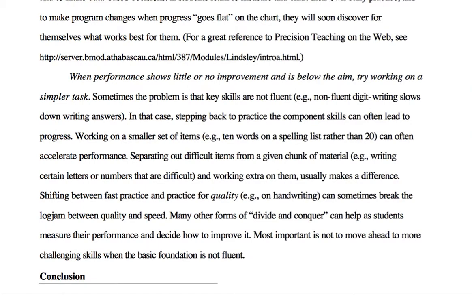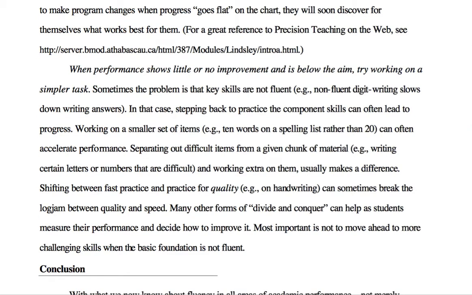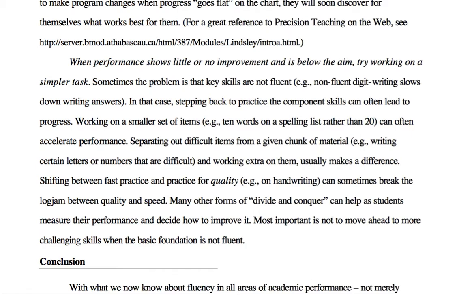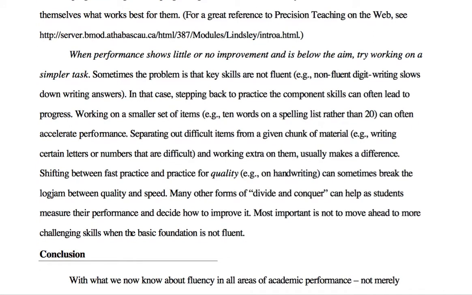When performance shows little or no improvement and is below the aim, try working on a simpler task. Sometimes the problem is that key skills are not fluent. For example, non-fluent digit writing slows down writing answers. In that case, stepping back to practice the component skills can often lead to progress. Working on smaller sets of items, 10 words on a spelling list rather than 20, can often accelerate progress. Separating out difficult items from a given chunk of material, writing certain letters or numbers that are difficult, and working extra on them usually makes a difference.